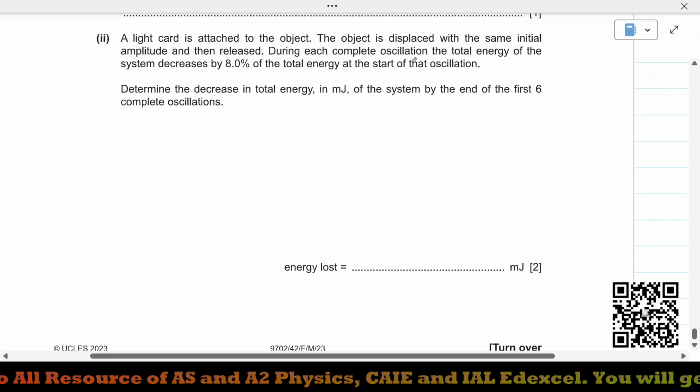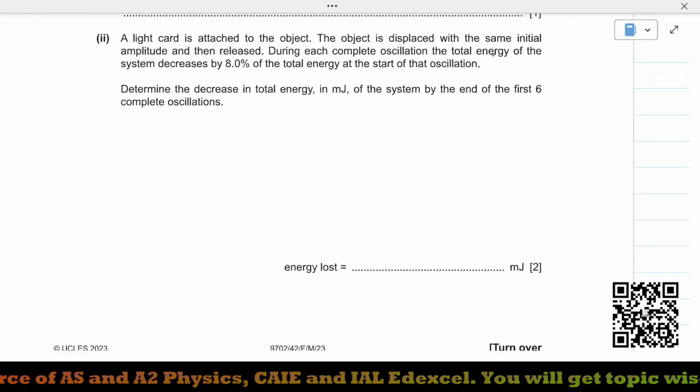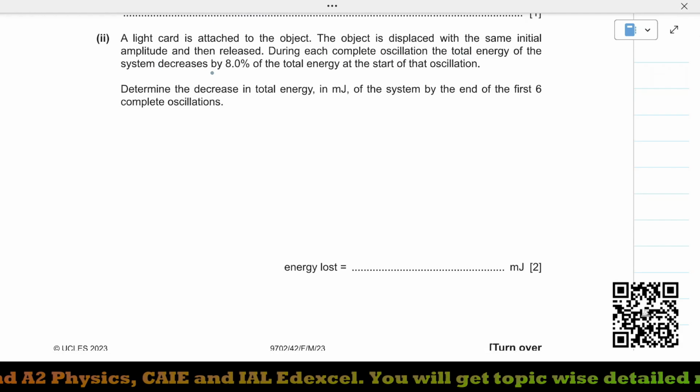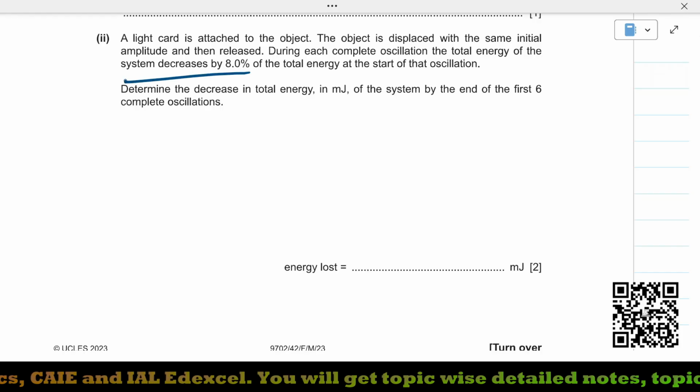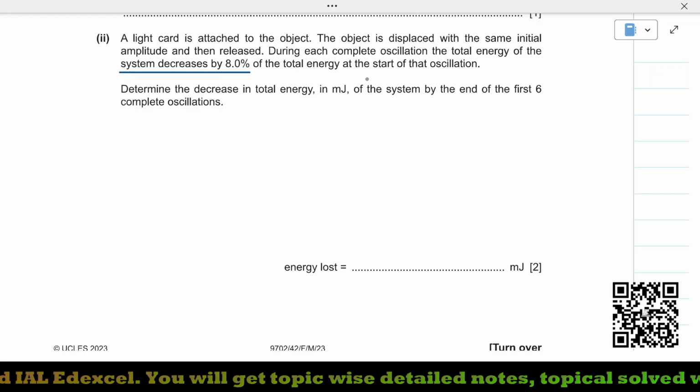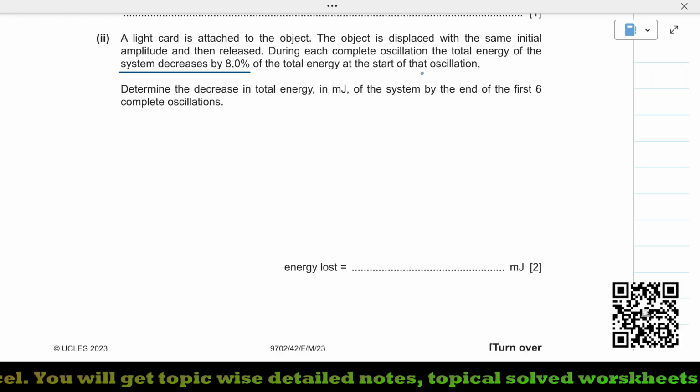During each complete oscillation, the total energy of the system decreases by 8% of the total energy at the start of that oscillation.